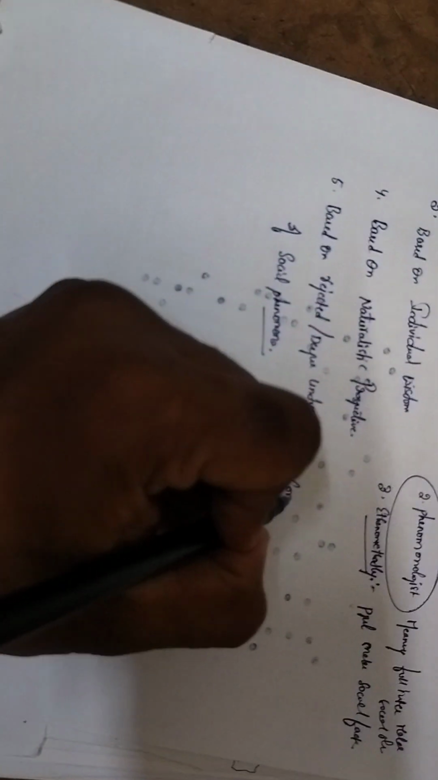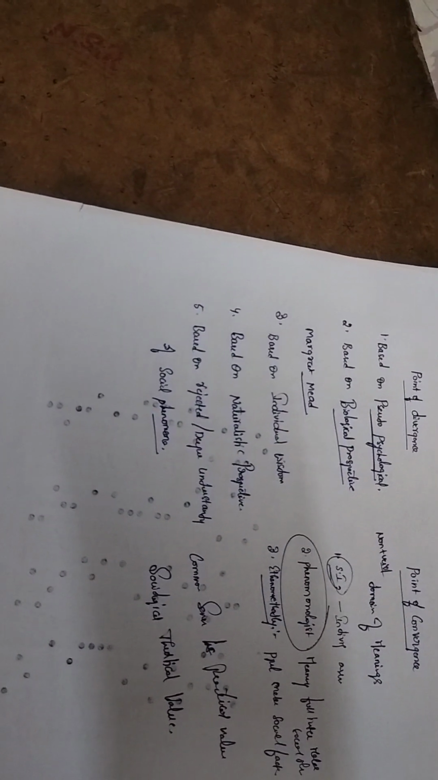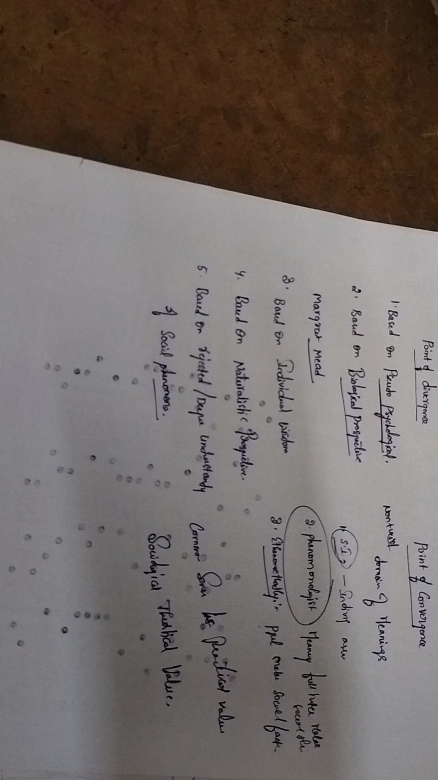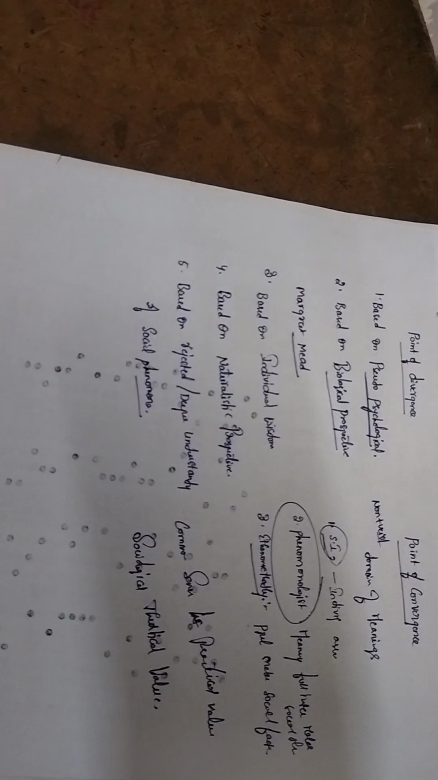Coming to the conclusion, common sense has practical value, and sociology has theoretical value. This is what I wanted to tell about sociology and common sense: what positivists said, what non-positivists said, the points of divergence, and the points of convergence. Finally, the conclusion is that both are mutually benefiting, with common sense having practical value and sociology theoretical value, based on the above hypotheses of sociological researchers.